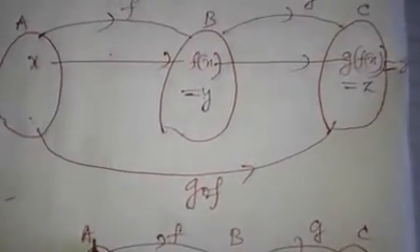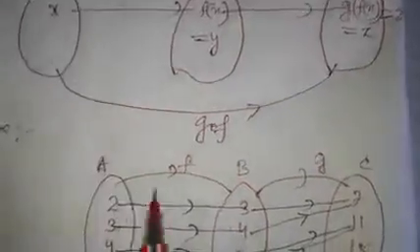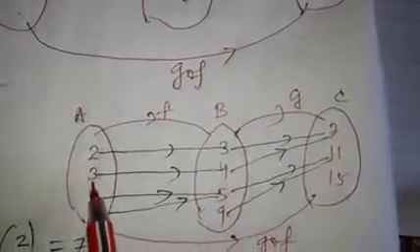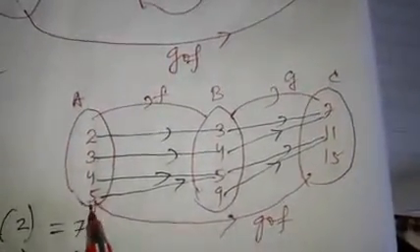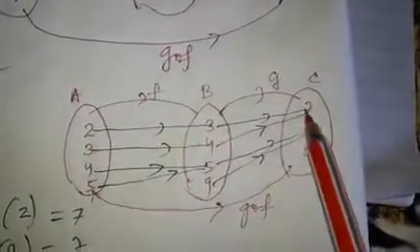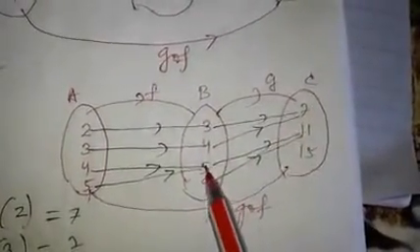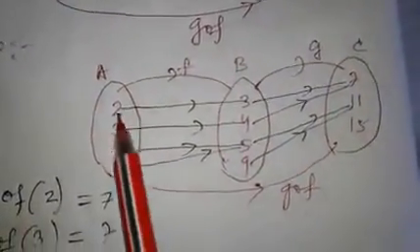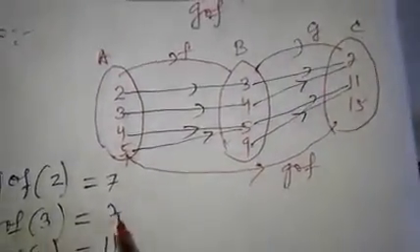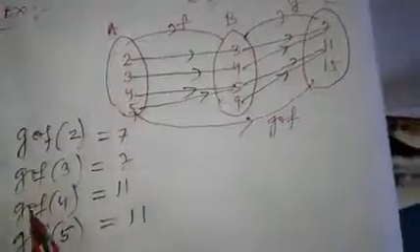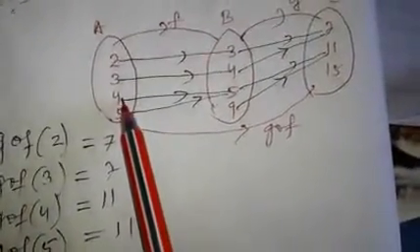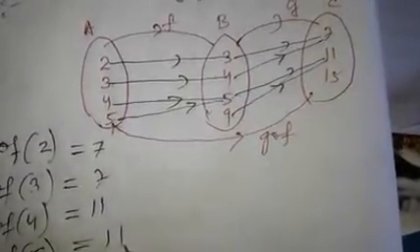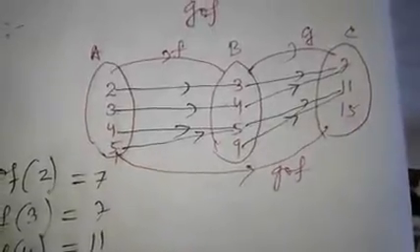Example: given a set, b set, c set, and function maps f and g given. F of 2 is 3, f of 3 is 4, f of 4 is 5, f of 5 is 5. G of 3 is 7, g of 4 is 7, g of 5 is 11, g of 9 is 11. So g o f of 2 is equal to 7, 2 is directly 7. G o f of 3 is equal to 7. G o f of 4 is equal to 11, putting 4 gives g of 5, that is 11. So g o f of 5 is also 11.